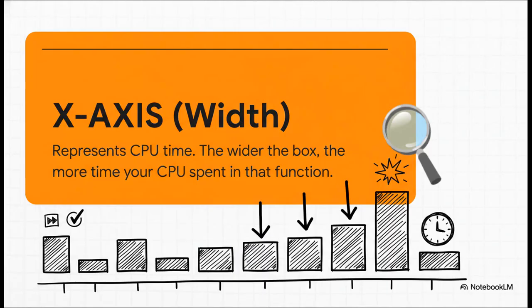All right, let's break it down, starting with the most important part, the x-axis. So, you see those blocks? The width of any given block represents the total time your CPU was busy with that function, and everything that function called. It's super simple. Wider is worse. That's it. If you see a wide bar, that's where your performance is getting torched.